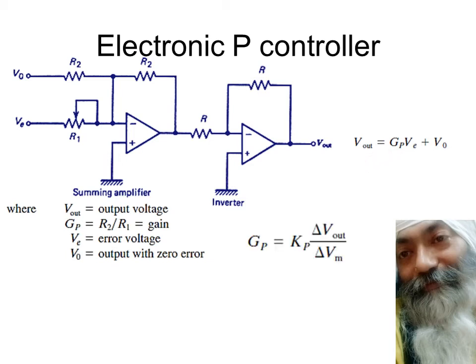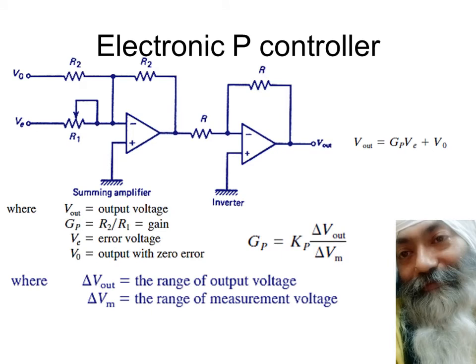So this GP, as you see, is actually Kp into delta V out by delta Vm. So what is delta V out and what is delta Vm? Delta V out is the range of the output voltage, and delta Vm is the range of measurement voltage. So this is very important that the measurement range in terms of voltage may or may not be equal to the output range of the voltage.